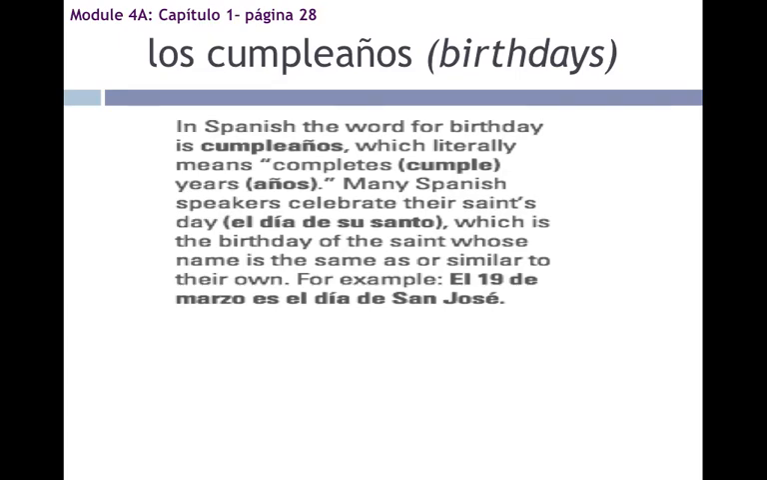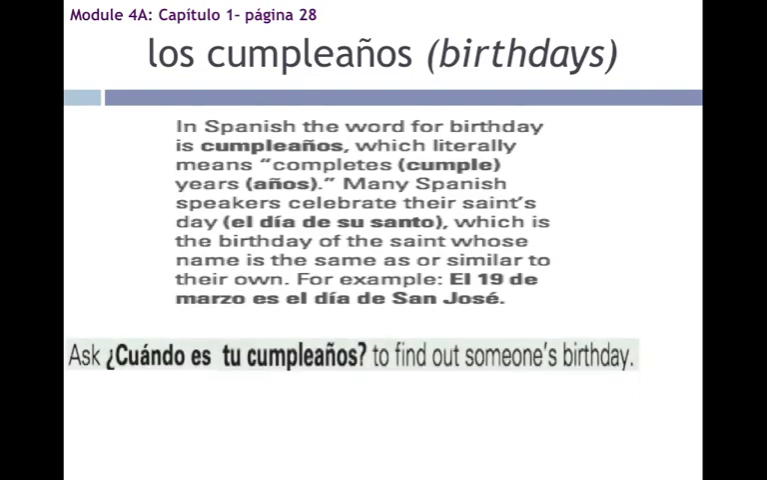So what date is important for everyone? Of course, los cumpleaños, birthdays. In Spanish, the word for birthday is cumpleaños, which literally means completes, cumple, and years, años. Many Spanish speakers celebrate their saint's day, el día de su santo, along with their birthday. El día de su santo is the birthday of the saint whose name is the same as or similar to their own. For example, el 19 de marzo, if that is your cumpleaños, it's el día de San José. It's the day of the Saint San José.